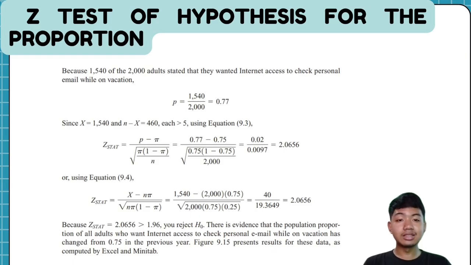Now, we calculate the z-statistic using the following formula. Plugging in our values, we get a z-statistic of approximately 2.0656. Our calculated z-statistic is greater than the critical z-value. Therefore, we reject the null hypothesis. There's sufficient evidence to suggest that the proportion of adults who want internet access to check personal email while on vacation has changed from the previous year.